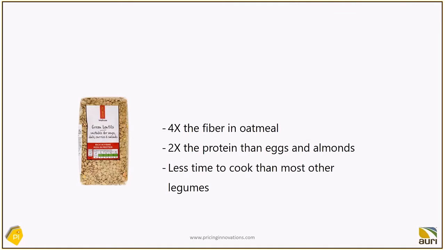Don't just say things, right? Help me understand, help me visualize, help me compare. Here's an example from green lentils. Functional benefits must be believable. Green lentils as a superfood does not do it for me. I need to understand what the functional benefits are over my next competitive alternative.